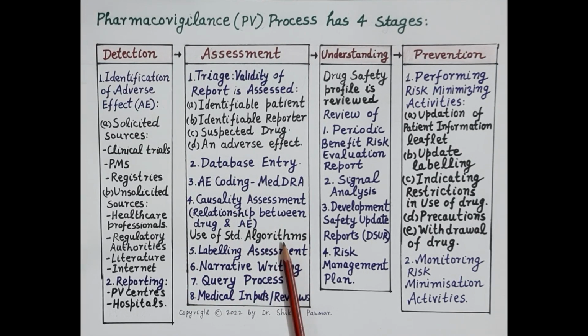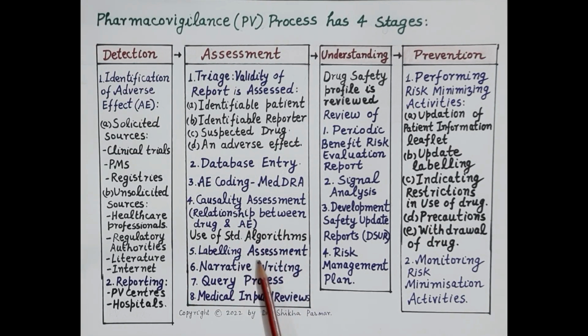Now, causality assessment is followed by the labeling assessment to determine if the adverse effect is labeled, that is well documented, or unlabeled, that is not well documented. This is followed by narrative writing, where a brief summary is made and documented on the adverse effect. Additional information about the adverse effect, if required, is obtained during the query process.